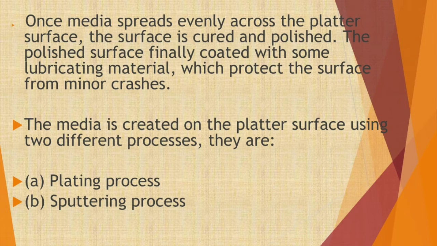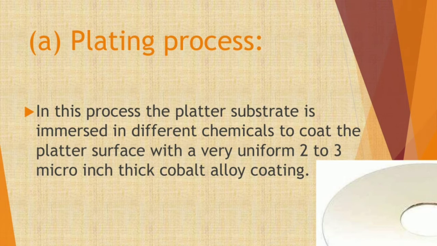The media is created on the platter surface using two different processes. They are the plating process and the sputtering process. What is the plating process? In this process, the platter substrate is immersed in different chemicals to coat the platter surface with a very uniform 2 to 3 micro-inch thick cobalt alloy coating.